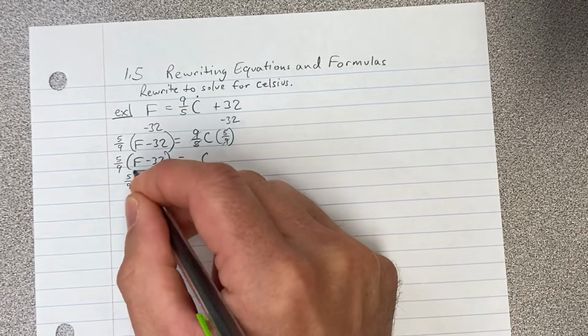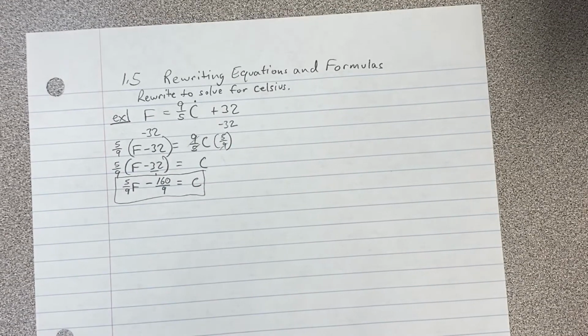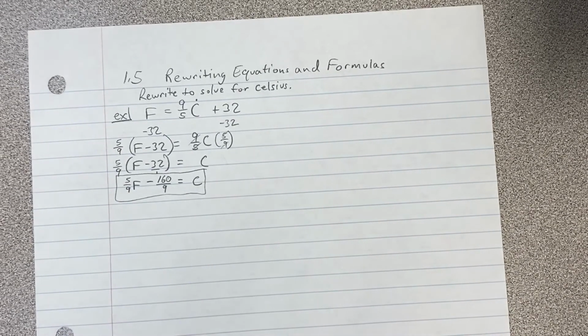So either one of these answers is fine. We've gotten C by itself. That's the important thing. All right. Oh, and also I guess you could write this as a mixed number if you'd like. But I prefer the improper fraction.